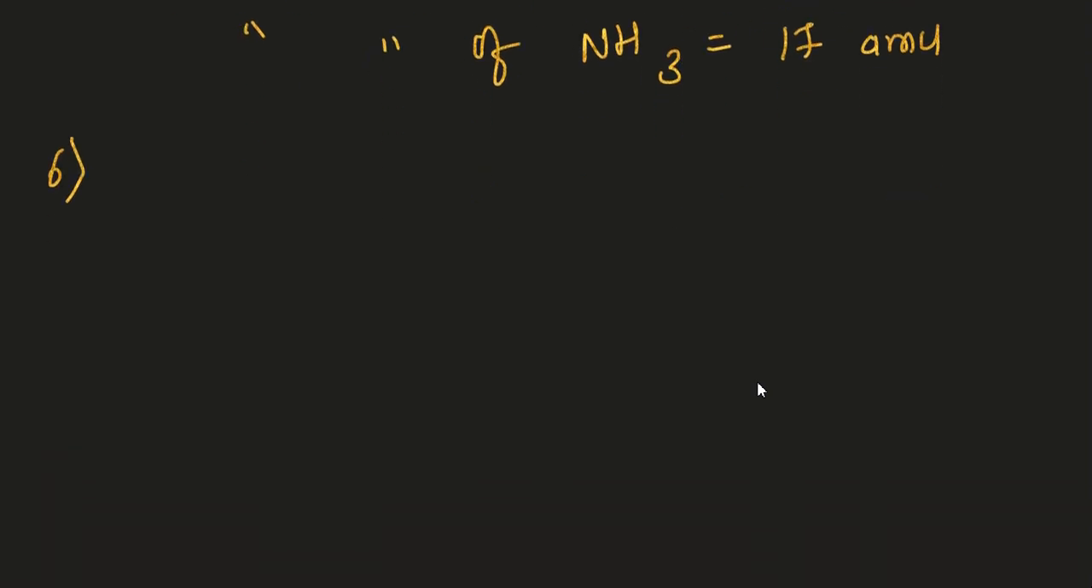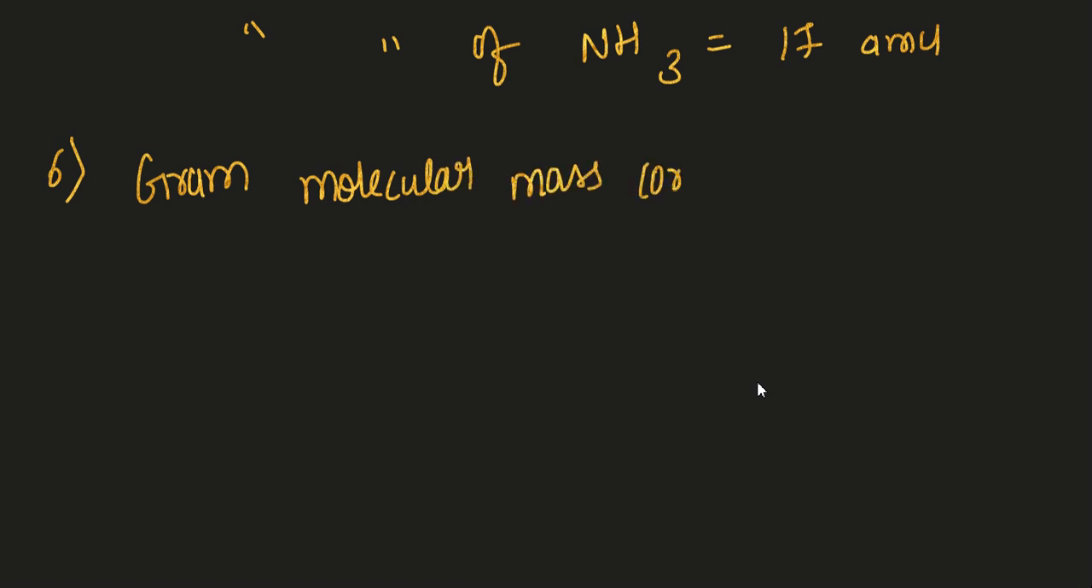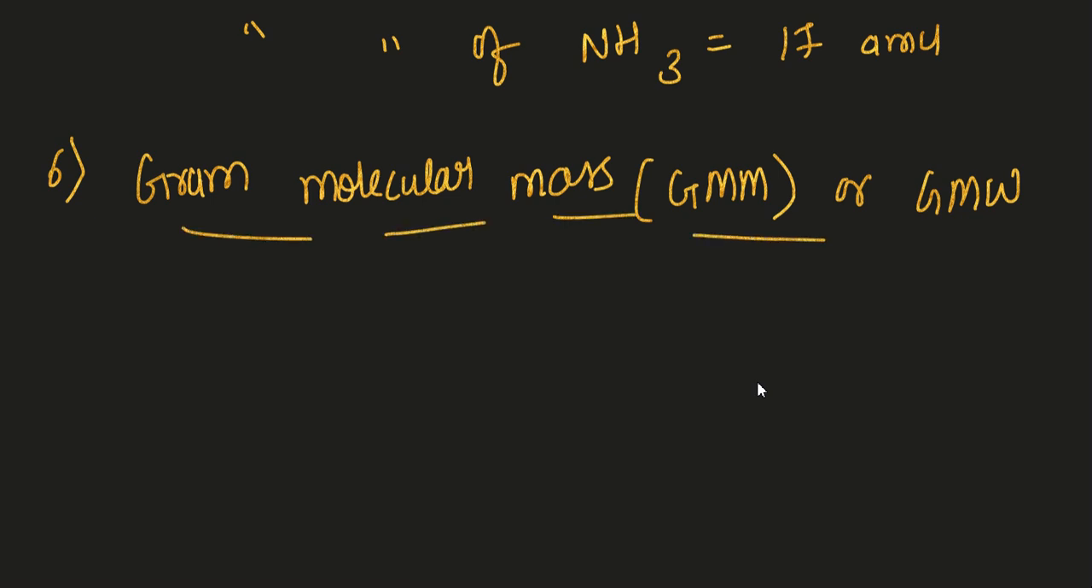Now let us go with the sixth one. The sixth one is gram molecular mass. It is denoted by GMM, or you can use GMW. What is the meaning of GMW? Gram molecular weight. So instead of mass, you can use the word weight. Let us try to understand gram molecular weight.